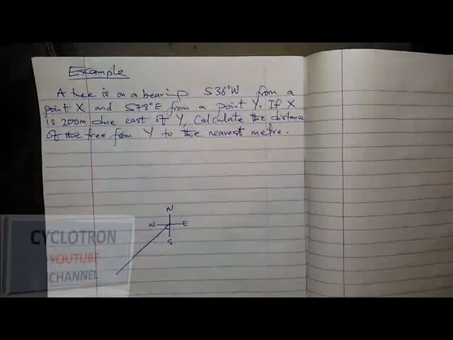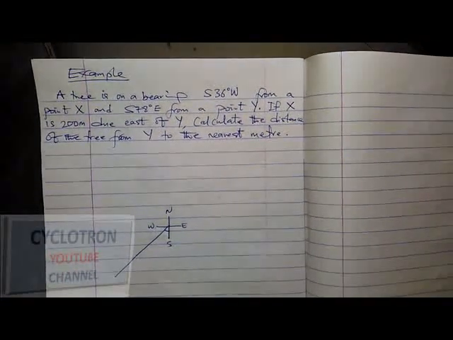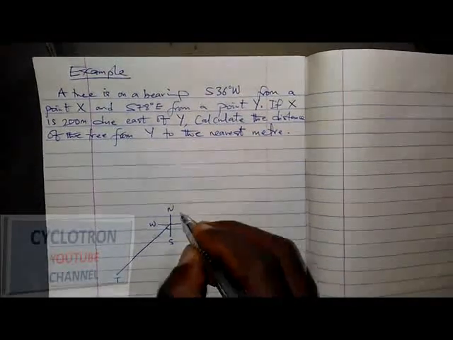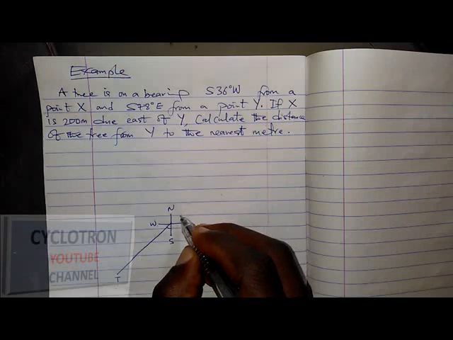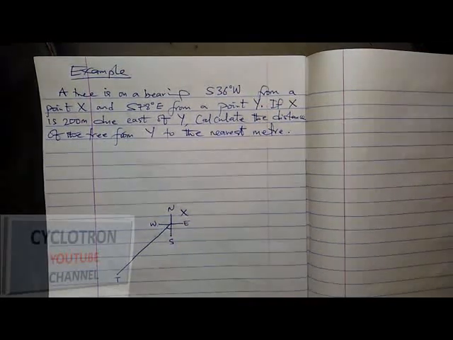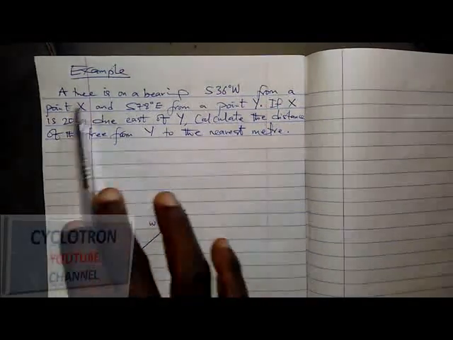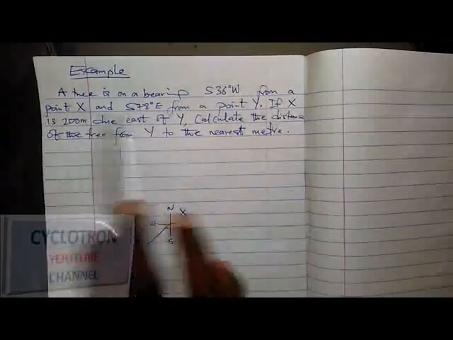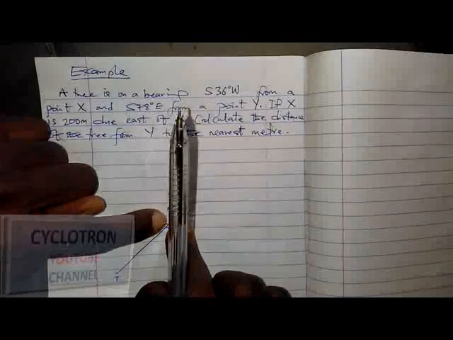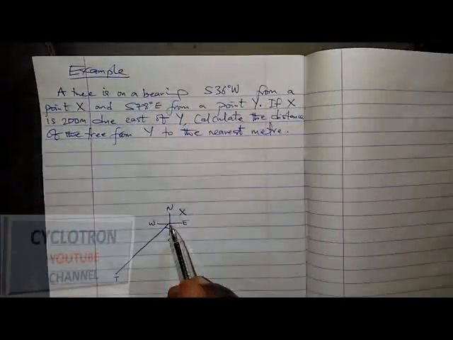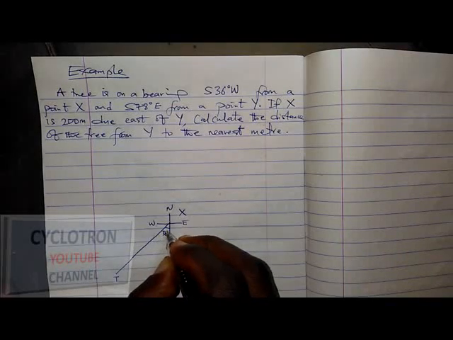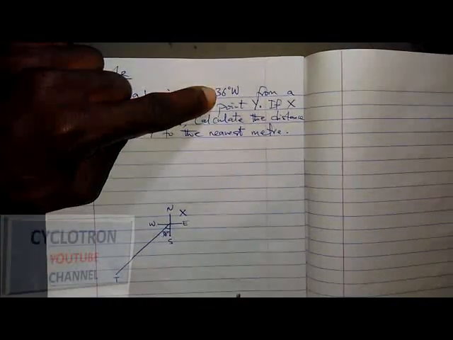This is the tree. Let's say it's T. This point, we started from point X. This point X. Now a tree is on a bearing this from point X. This is the tree from point X. We put our compass here and we navigate to the tree, and this is 36 degrees. 36 degree west.